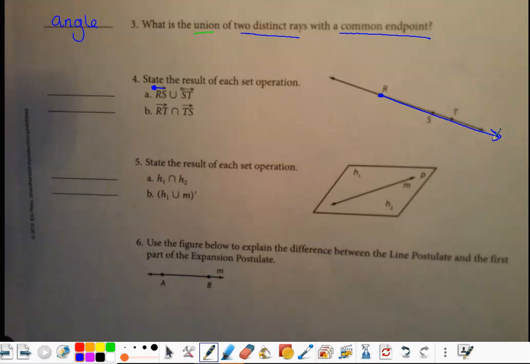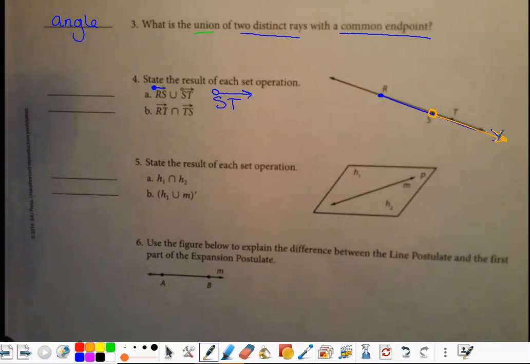How about the next one that says ST? T to S would go the other way. Sorry, I was looking at the wrong one. S to T, so it starts at S and goes. Does it include S? No, because this says ST and there's a circle and then the line. It's the little details. So S is actually not included in that.